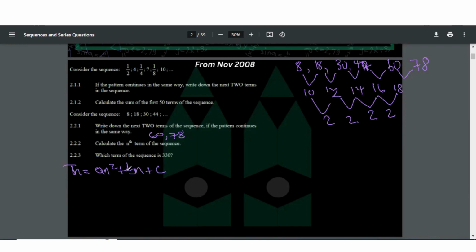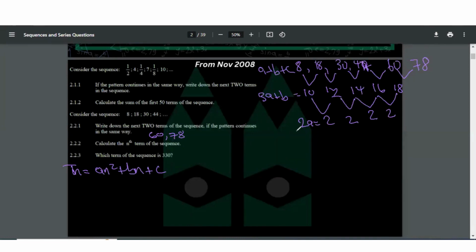Now, let's plug into this equation here. To plug into this equation, we need to find a, b, and c. The way in which you find a, we take the second, so the constant difference, which is equal to 2a. And then the first difference, which is 10, is going to be equal to 3a plus b. And then this term here, 8, is going to be equal to a plus b plus c.